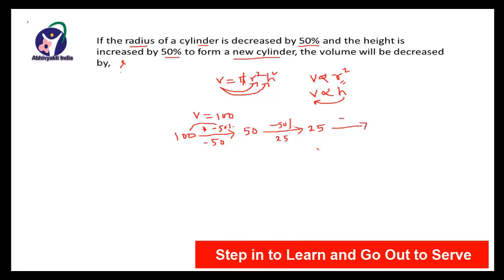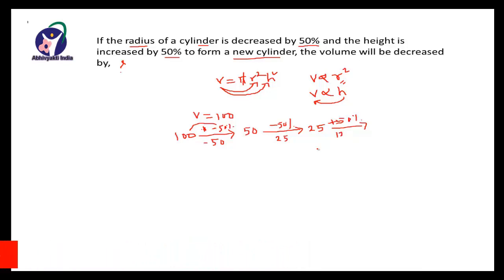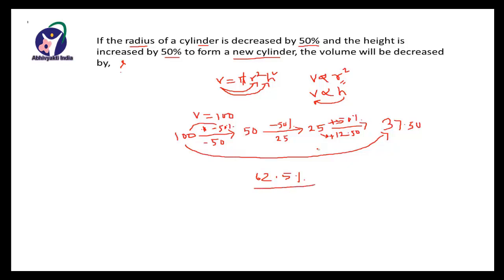Now the height is increased by 50%. So plus 50% of 25, that will be 12.50. So 25 plus 12.50 will be equal to 37.50. The volume of 100 cubic units is reduced to 37.50 cubic units, and therefore the decrease in the volume will be equal to 100 minus 37.50, that is 62.5%. So the volume will decrease by 62.5%.